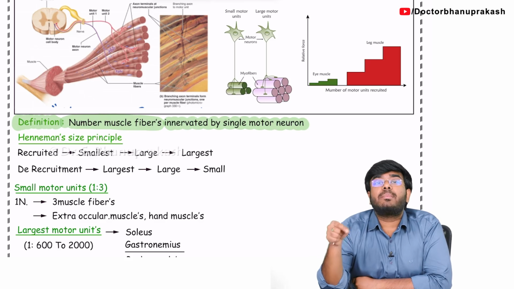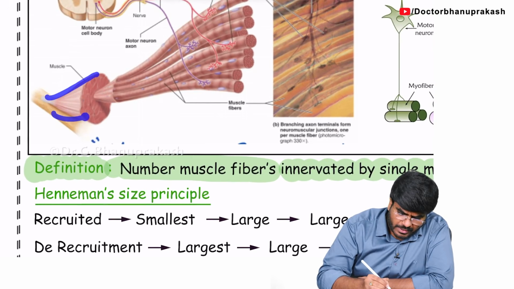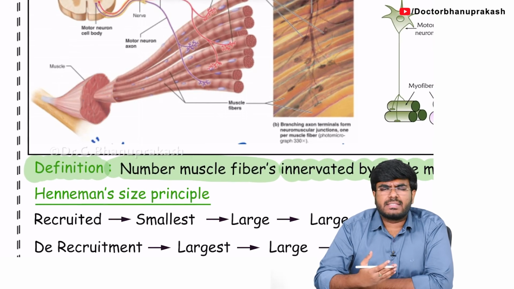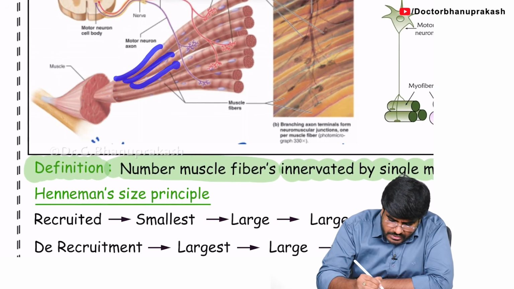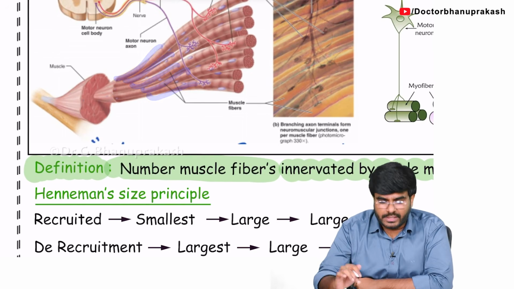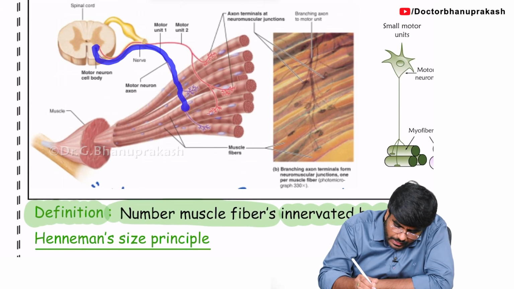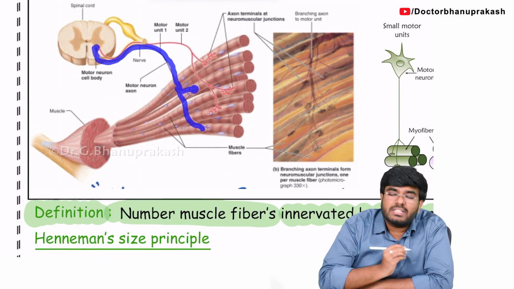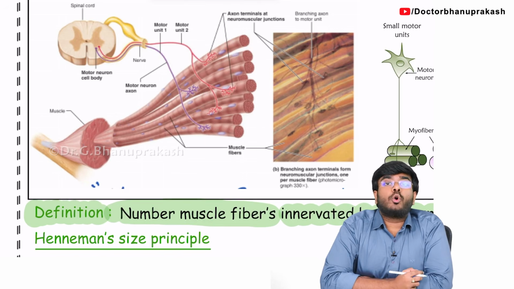How many muscle fibers are getting innervated? For example, look here. This is your muscle. Inside the muscle there are fascicles, and inside the fascicle there are myocytes. These are the individual myocytes. Now look at this motor neuron. It is coming and innervating how many muscle fibers? Two muscle fibers, let's say. So this is one motor unit.